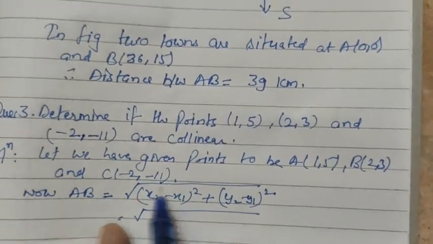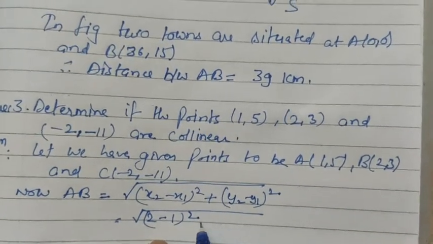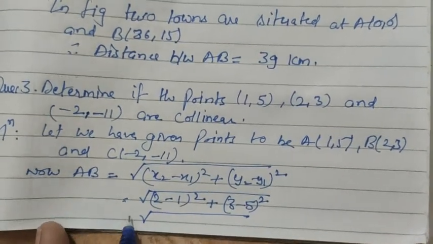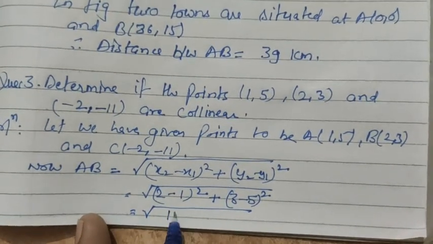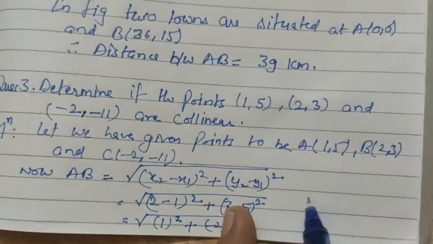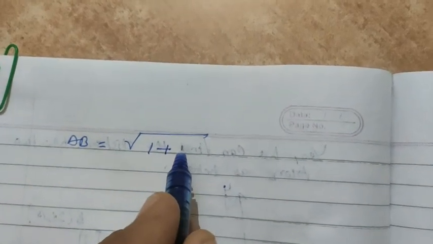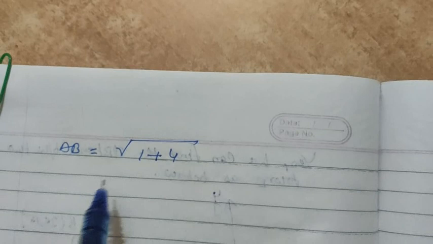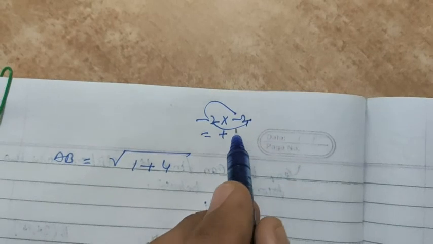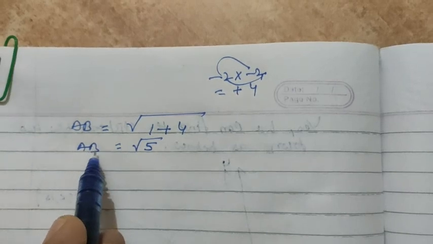So x2 is 2, x1 is 1, so (2 - 1) whole squared plus y2 is 3, (3 - 5) whole squared. So 2 minus 1 becomes 1, 1 squared, and 3 minus 5 becomes minus 2, so (-2) squared. 1 squared means 1 and (-2) squared means 4. We already discussed that (-2) squared means -2 times -2, minus into minus becomes plus, and 2 times 2 is 4. So 1 plus 4 becomes root 5. So AB is root 5.